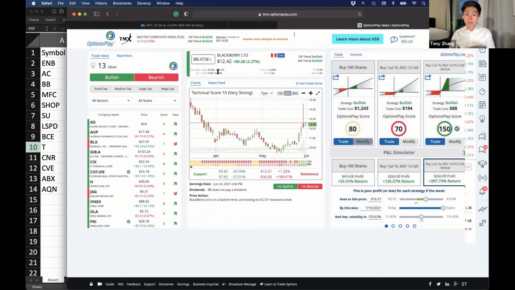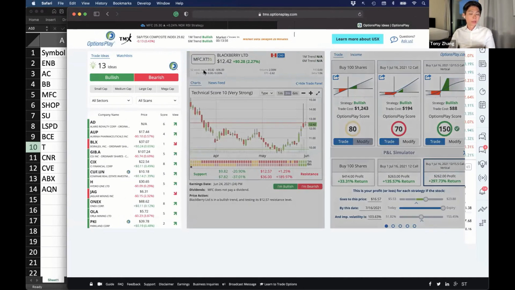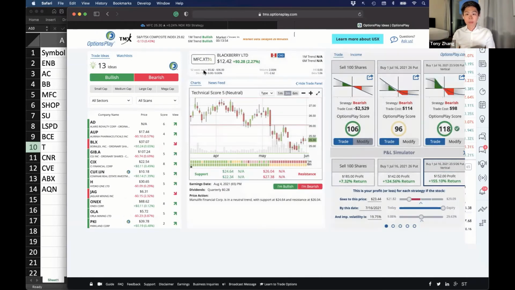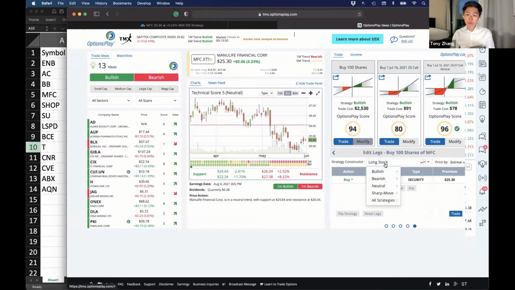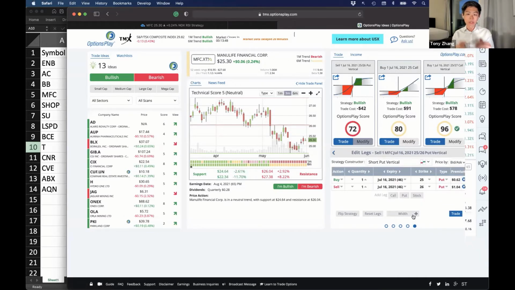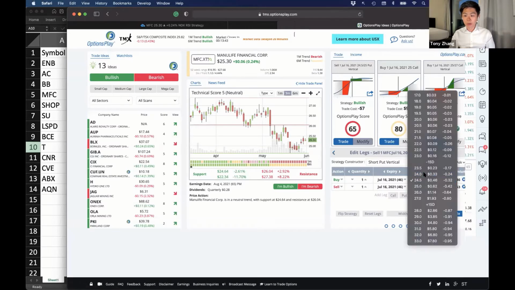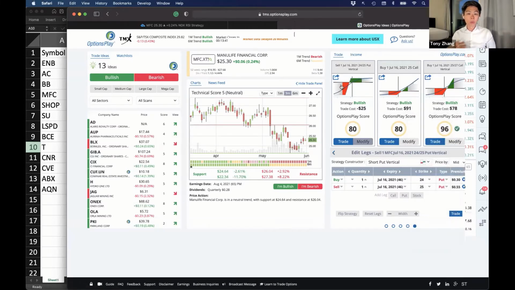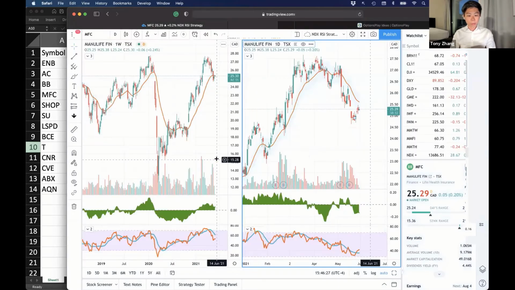And for this type of name, because it's a relatively slow-moving name, selling a put credit spread many times may be the better way to play this, because that allows you to be profitable even if it just has a slow rise here to the upside. Something like selling a 25-24 put spread would collect a little premium. Even if Manulife stays where it is and doesn't move significantly higher, you are still profitable in a trade similar to a put spread. Then we'll look at Shopify.